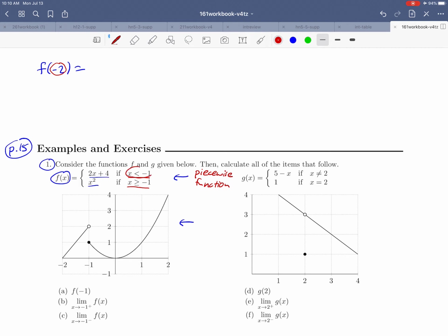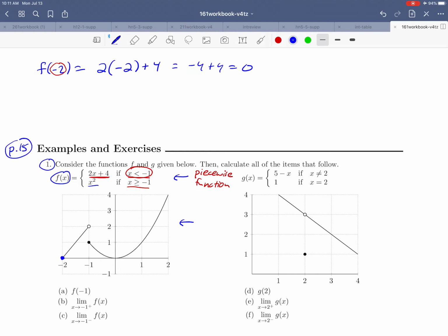It's actually less than -1, which means that we'd want to use the formula 2x plus 4. So we're going to take that -2 and plug it in for x in the formula 2x plus 4. If we do the arithmetic, that's going to give us -4 plus 4 is 0. And so f of -2 is 0. Notice that that point is on our graph. It's sitting there. That's -2 and 0.